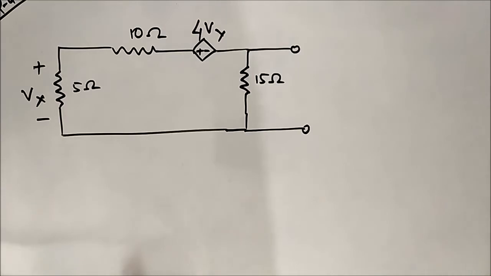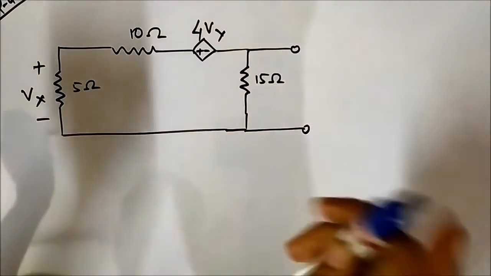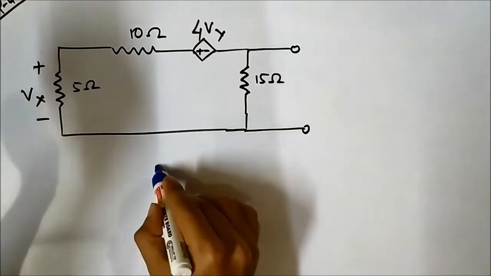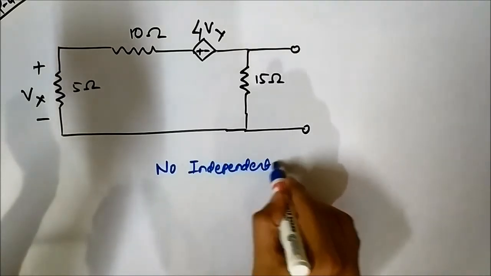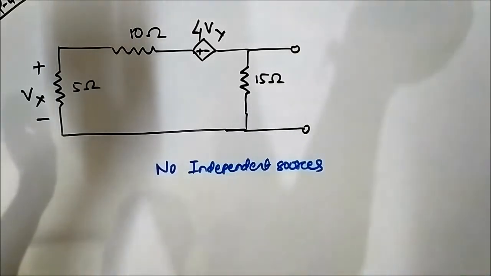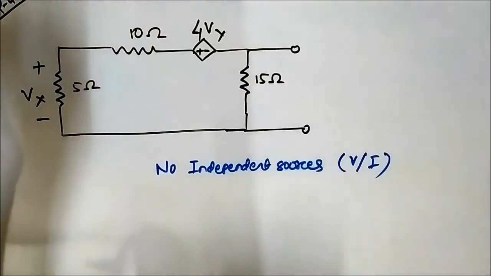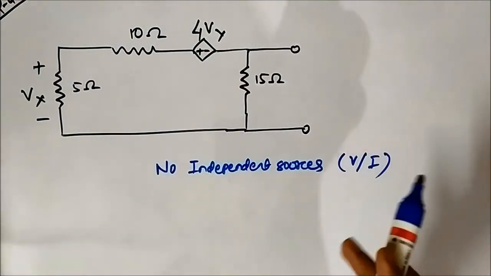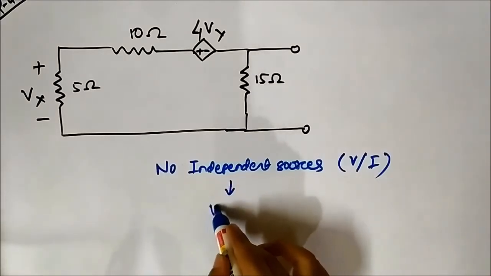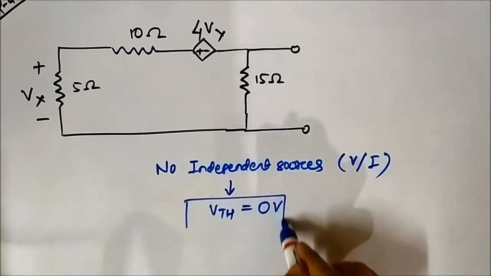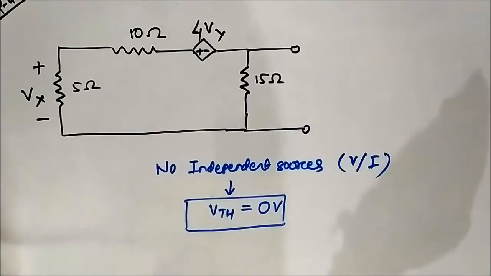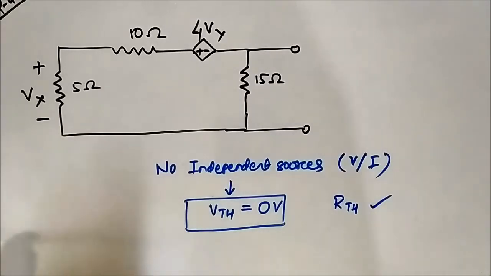Okay, so here as you can see there are no independent sources present, voltage or current. So when there are no independent voltage or current sources present in the circuit, it means VTh, Thevenin voltage, is equal to 0 volt. We have already discussed a question related to that. VTh is 0 volt. So the only thing remaining here is calculation of RTh. Okay, so we'll be calculating RTh.